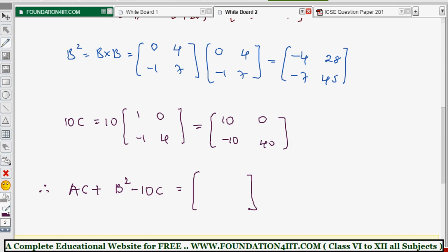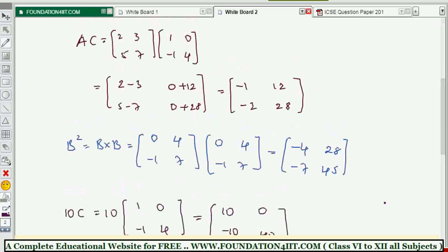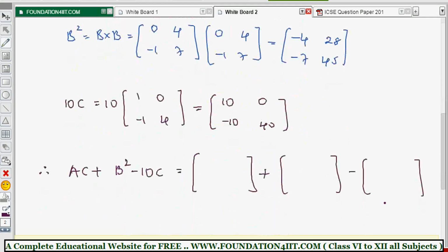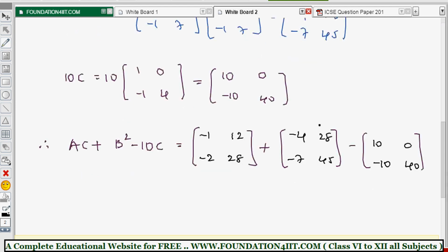Just you can add these three matrices. What is the answer you got? And minus 10C, minus 10C matrix. Okay, these three will write. So that is here, first AC is minus 1 12 minus 2 28. So all if you addition, minus 1 12 minus 2 28, right? Again B square, you got answer minus 4 28 minus 7 45, minus 10C, 10C you got 10 0 minus 10 and 40. That's it. If you simplify, that's the final answer.